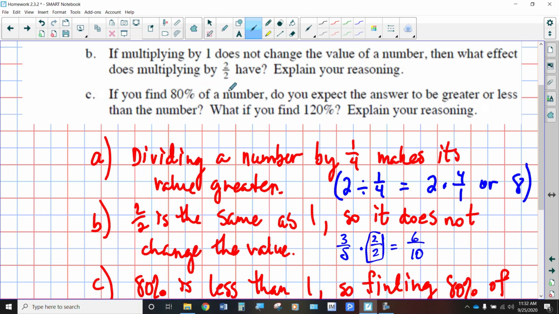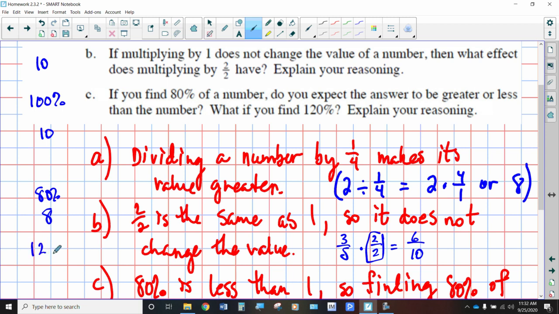Problem number C. If you find 80% of a number, do you expect the answer to be greater or less than that number? Well, 80% is less than 1, right? Since 100%. So what is 100% of 10? It would be 10. So if we took 80% of 10, it would be 8.